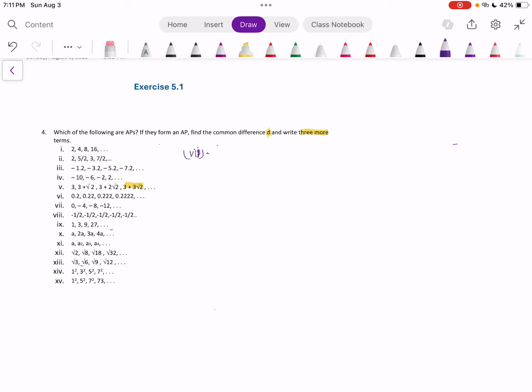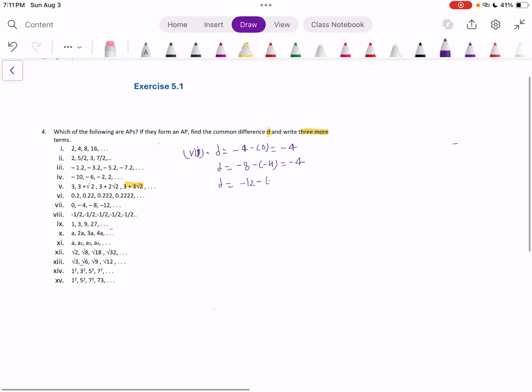Seventh question, 0, minus 4, minus 8, minus 12. So D is minus 4 minus 0, which is negative 4. D again, negative 8 minus negative 4, so negative 8 plus 4 is negative 4. D again, minus 12 minus negative 8, minus 12 plus 8 is negative 4. So it's an AP, and we have 4 terms. The common difference is negative 4.